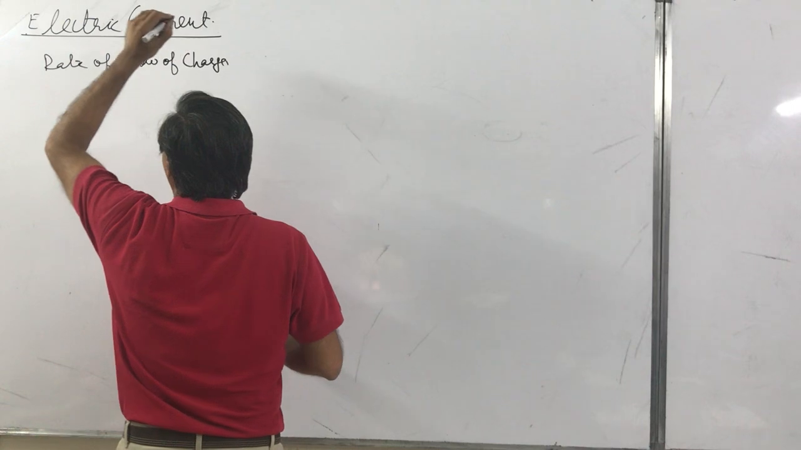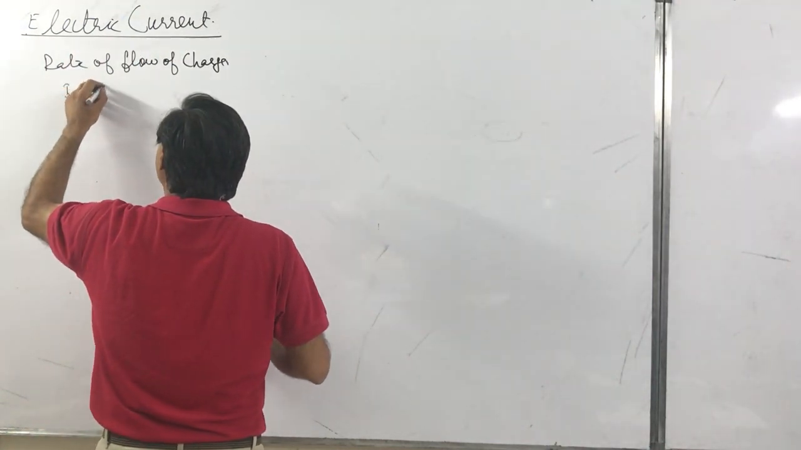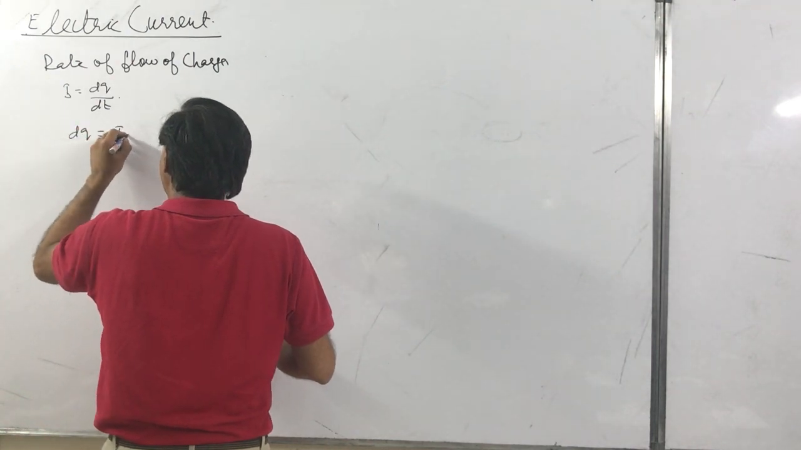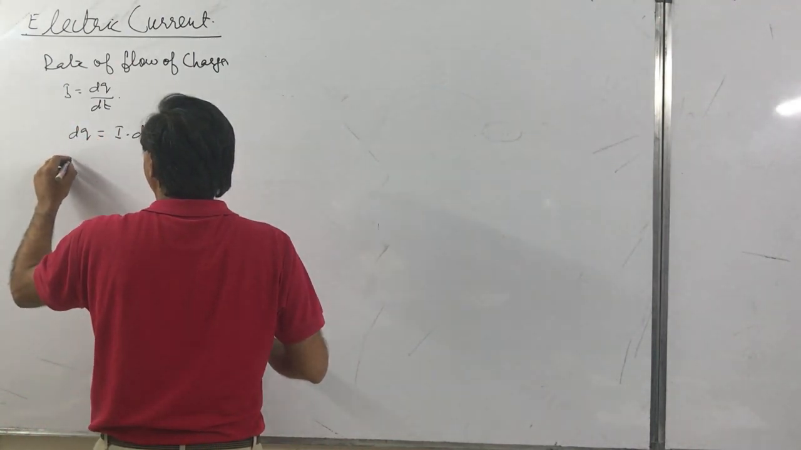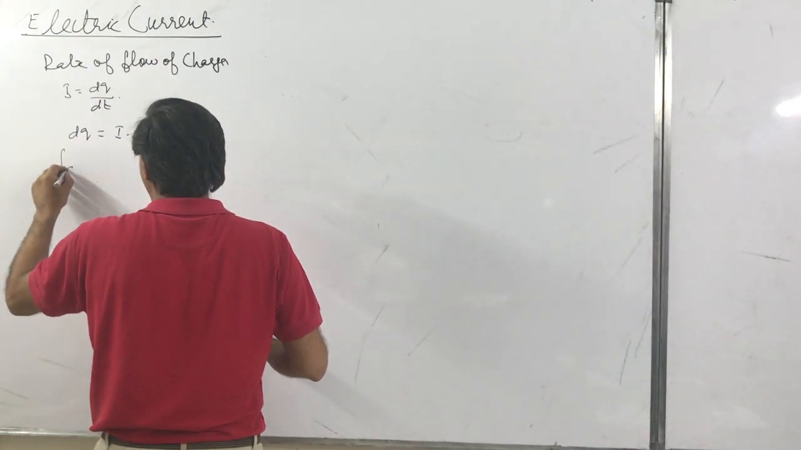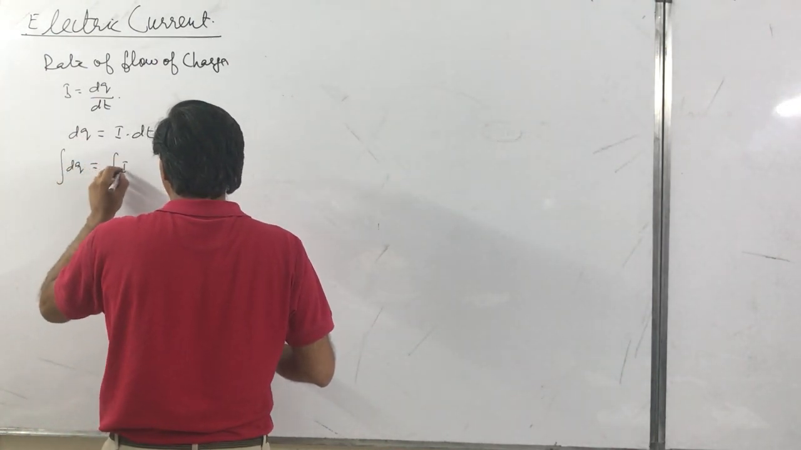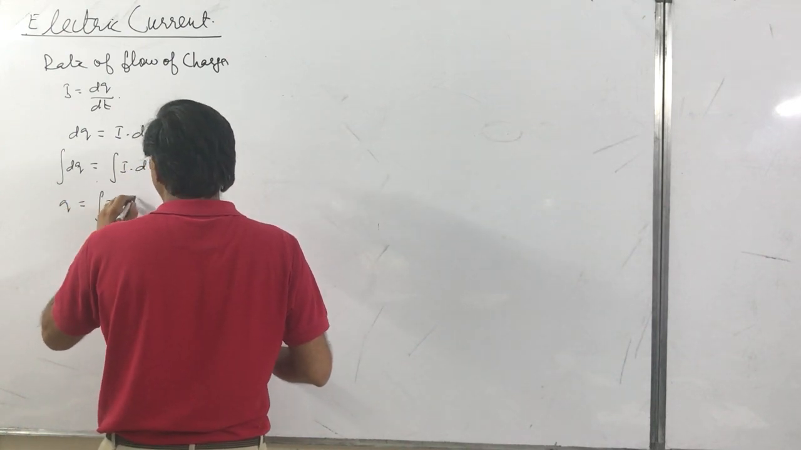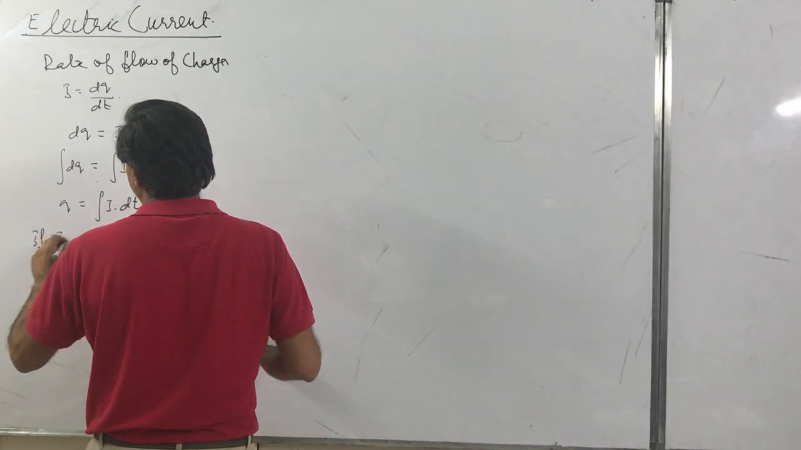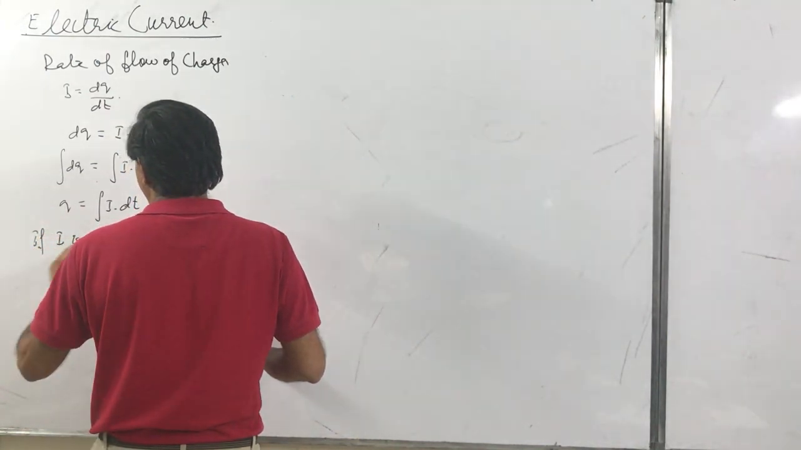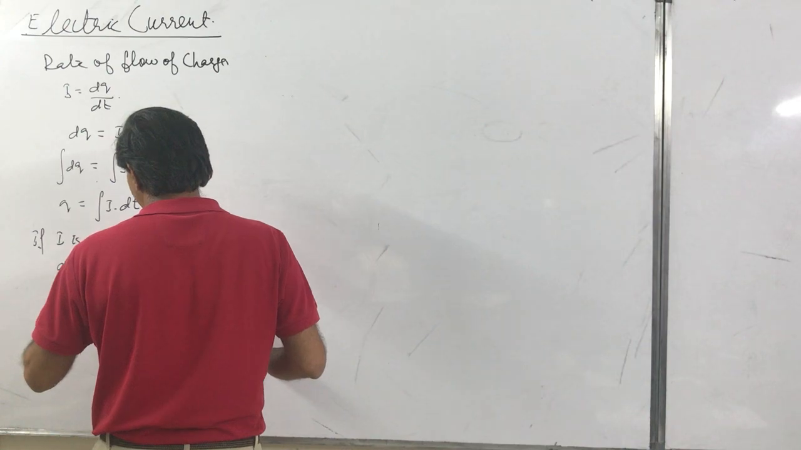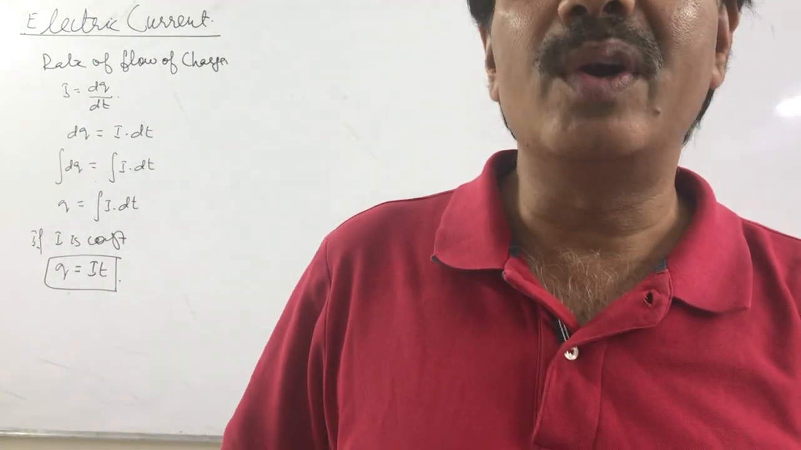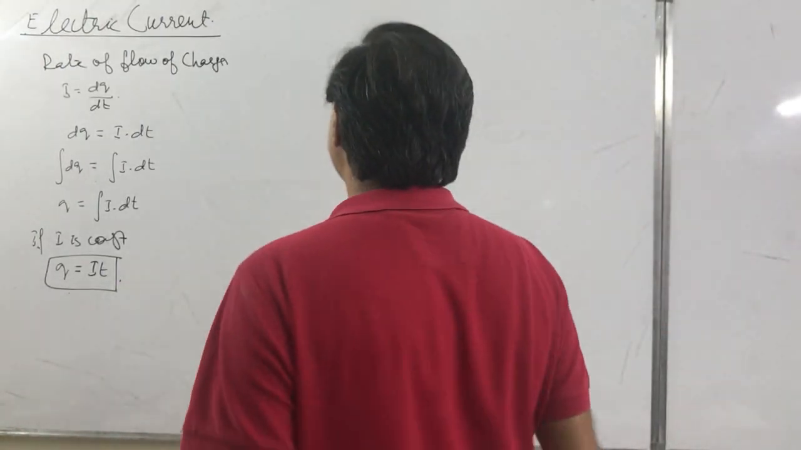Rate of flow of charge, I is dq by dt. Charge is I into dt. Thus, integral of dq is equal to integral of I into dt. Q is equal to integral of I dt. If I is constant, then I can write Q as I into t. So charge is I into t if and only if the current is constant.